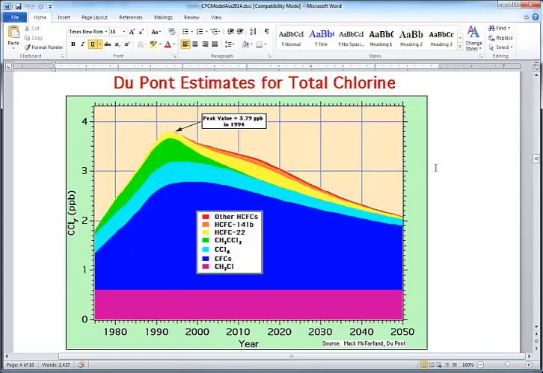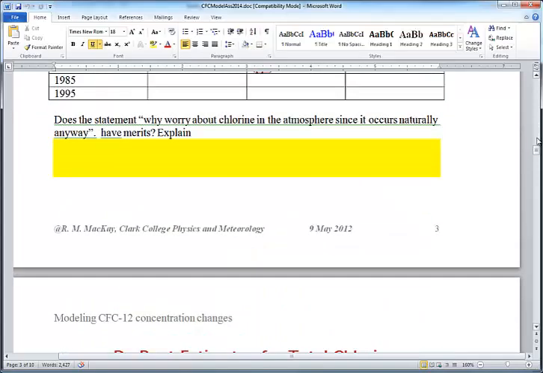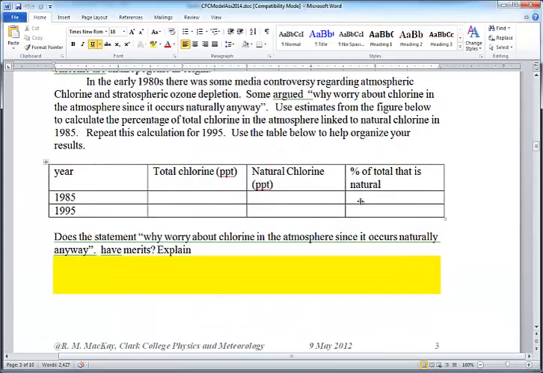You're supposed to look at the numbers a little bit more closely, and that's the idea here, is what the total chlorine is, at the very peak, in the year 1985 and 1995, what the natural chlorine is, in parts per billion, which is 0.6, and then the percent of total that is natural, you can just take 0.6 divided by the total, and then to get percentage, of course, you multiply by 100%. Okay, in the next video, I'll give you a little bit of a clue about part 2.